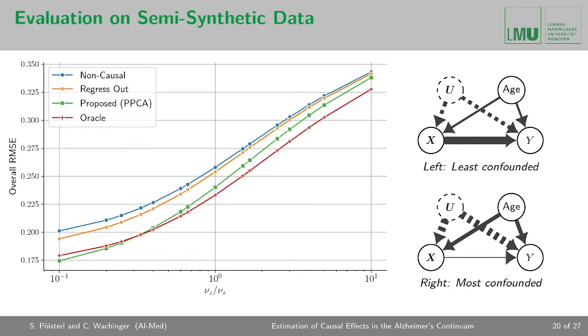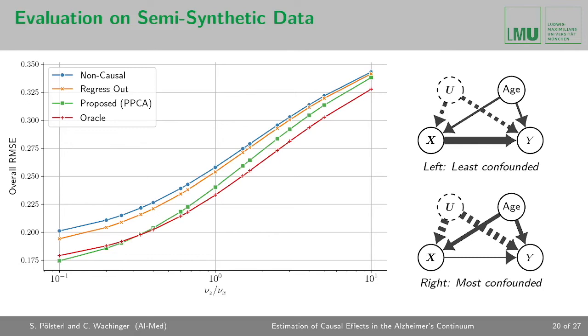On the left, the direct effect of neuroanatomy on the outcome is 10 times higher than the confounding effect. On the very right, the situation is reversed and the confounding effect is 10 times higher than the direct effect. The non-causal model, which is the blue line, is clearly the worst. The regress-out model, depicted in orange, performs slightly better, but is still far from the oracle, which is the red line.